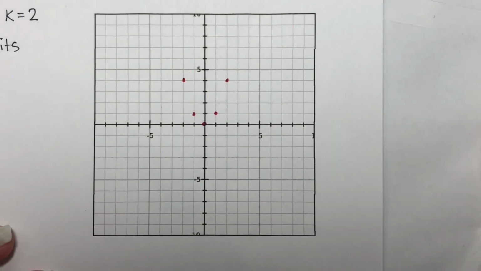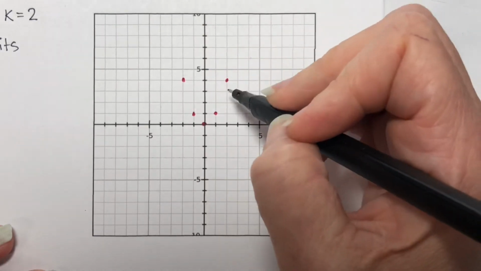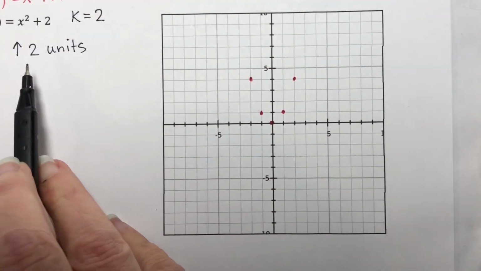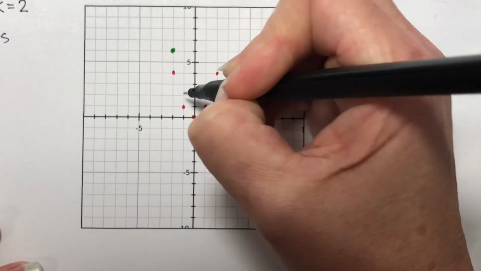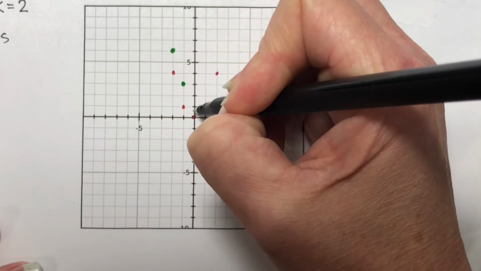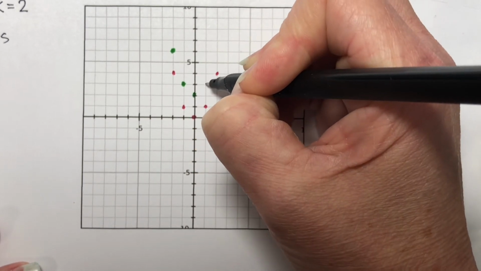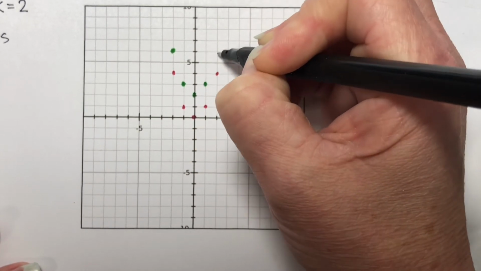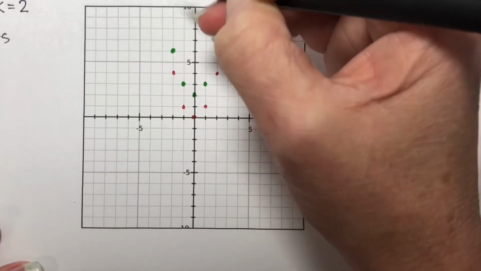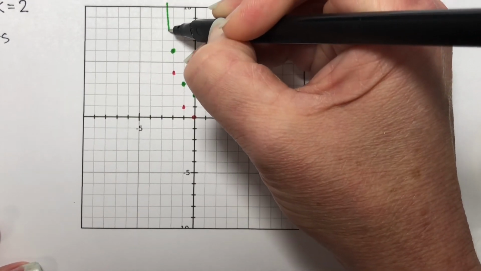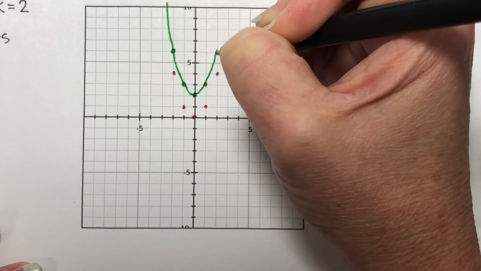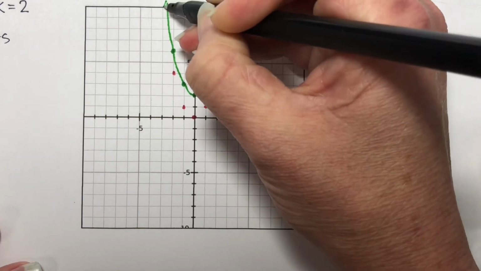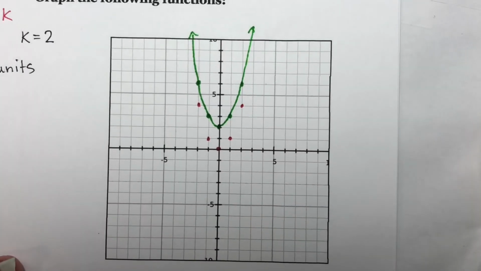Okay? So imagine doing this very lightly with your pencil, and you want to get this graph and move it up 2 units. So I'm going to take this one and move it up 2, move this one up 2, this one up 2, and then here. And now connect your points with as smooth a curve as you possibly can. And you have your new graph. Okay?